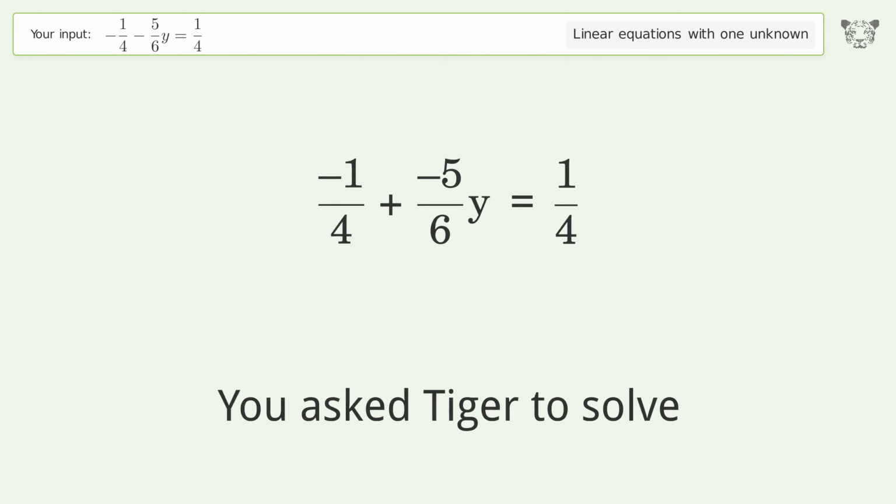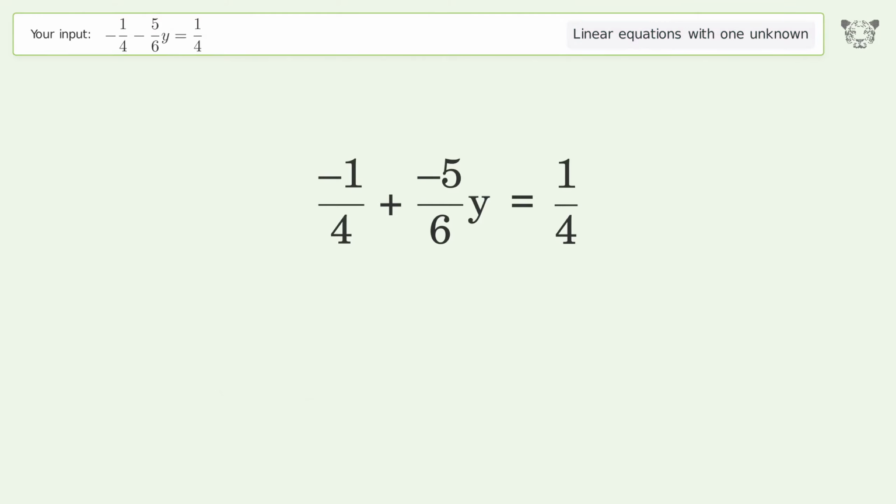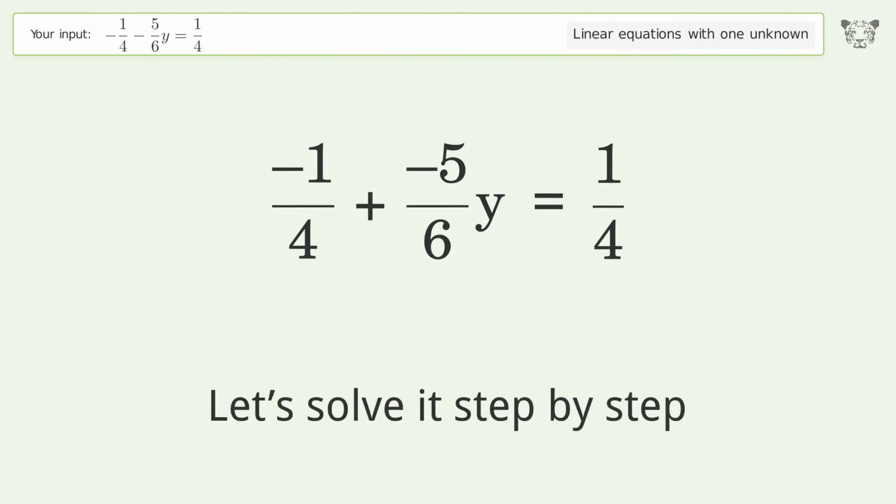You ask Tiger to solve. This deals with linear equations with one unknown. The final result is y equals -3/5. Let's solve it step by step.